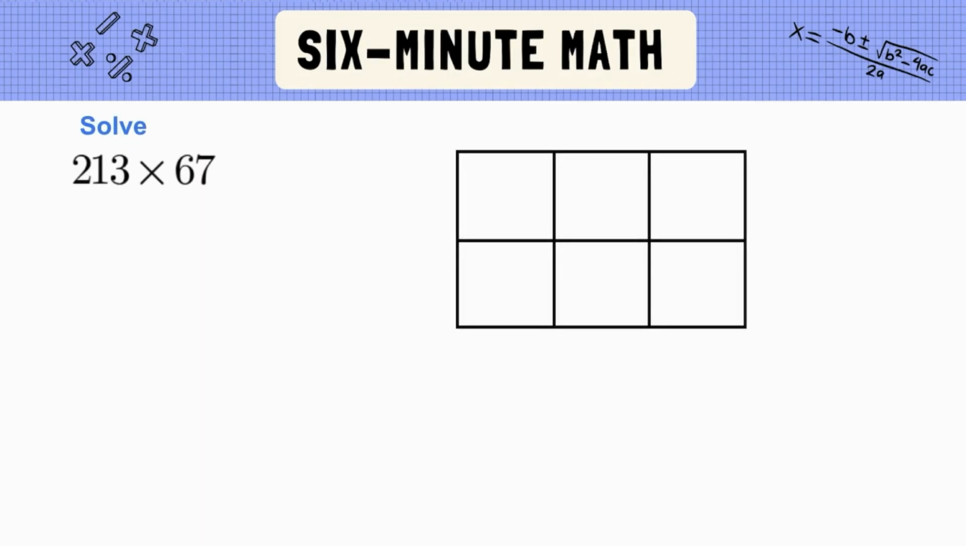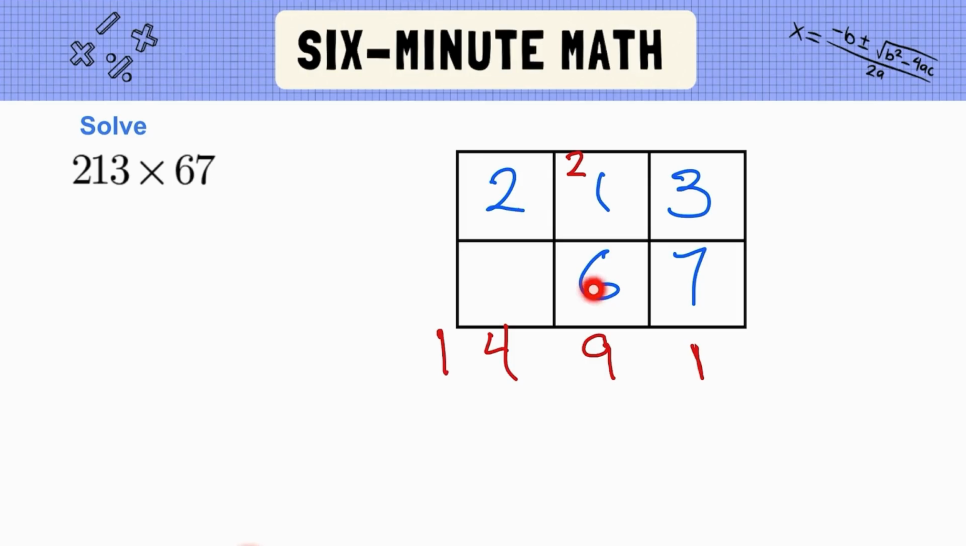Let's solve a 3-digit by a 2-digit. We have 213 times 67. 7 times 3 is 21. Drop our 1, carry our 2. 7 times 1 is 7, plus the 2 is 9. And then 7 times 2 is 14.